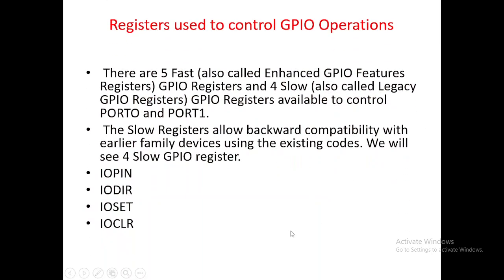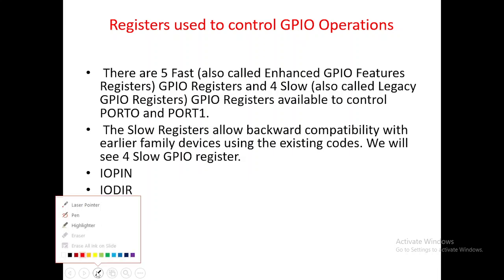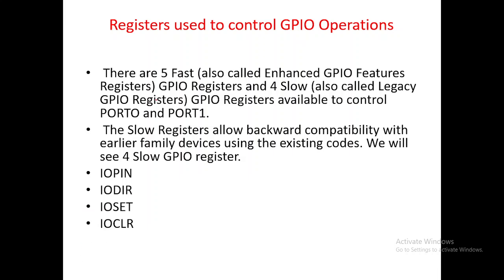Hello all. In this video we are going to see registers used to control general purpose input output operation. Actually there are 5 fast, also called enhanced general purpose input output feature registers, and 4 slow, also called legacy general input output registers. These GPIO registers are available to control port 0 and port 1. The slow registers allow backward compatibility with earlier family devices using existing code.